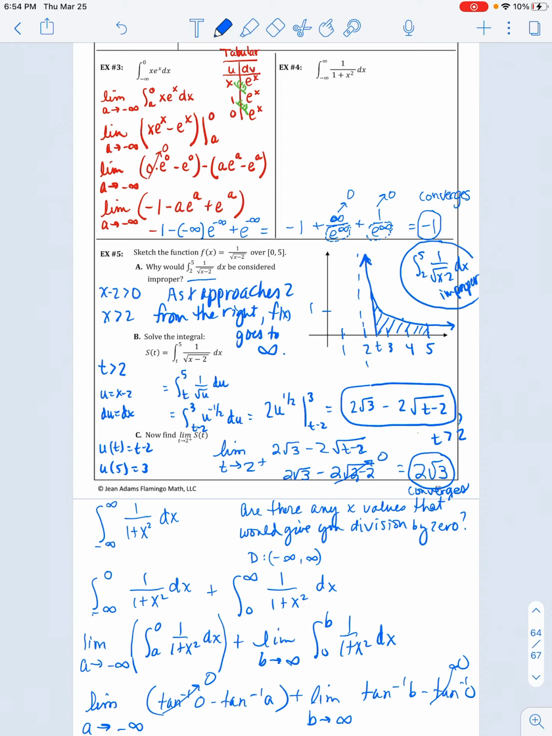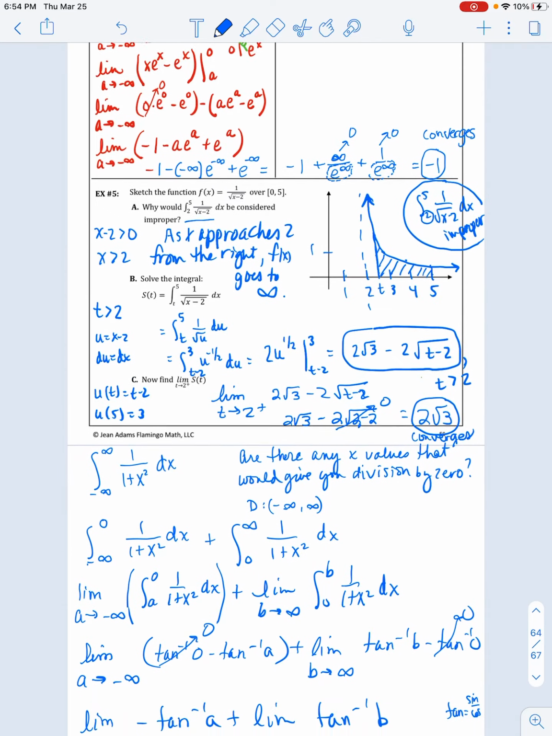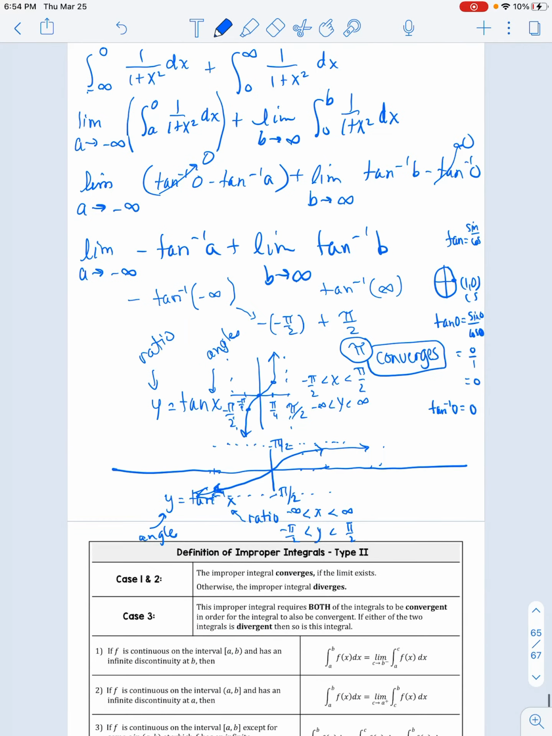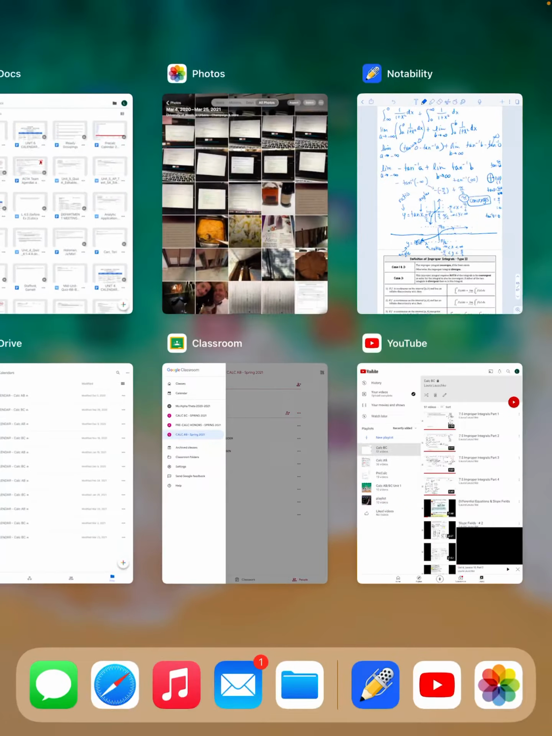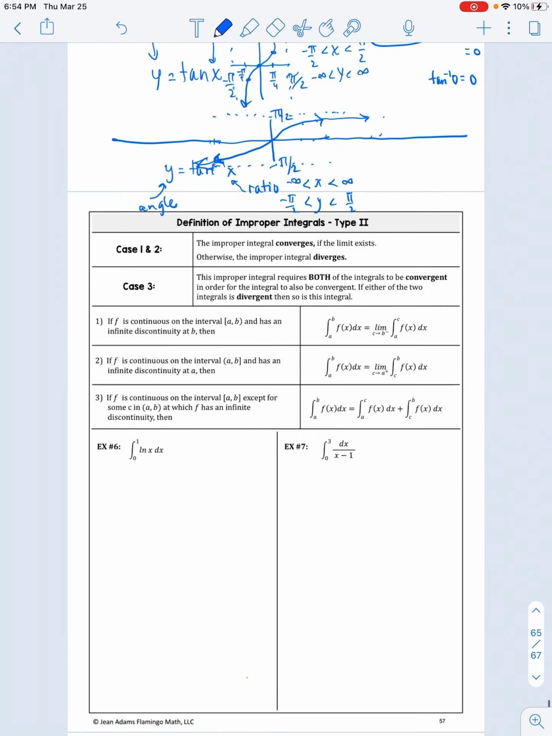Basically what we did here is we solved this improper integral. We just did it a little bit differently. We called that a variable, and then we looked at the limit as that variable went to that 2. So it's the same thing as what we're going to be doing when we solve these that have a vertical asymptote.